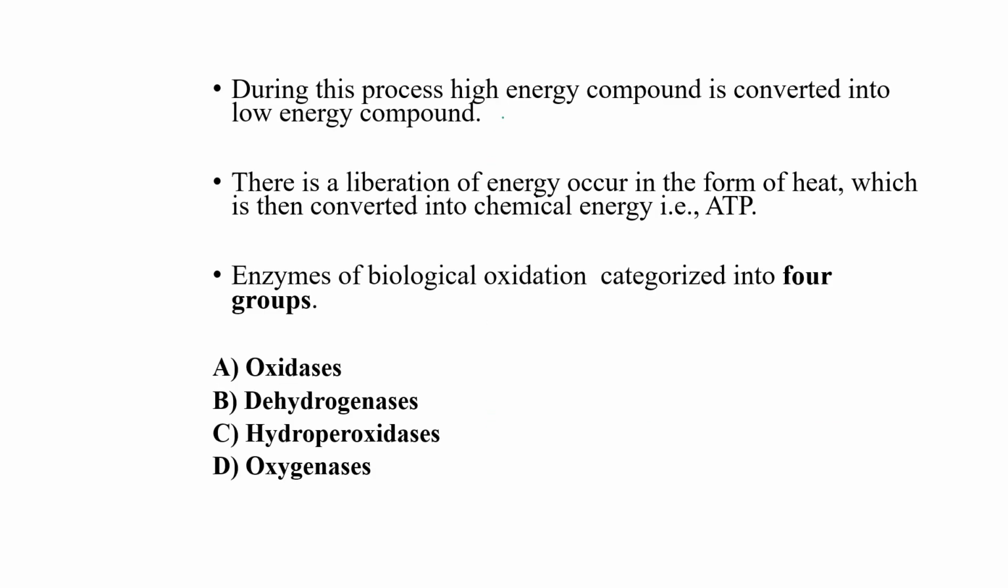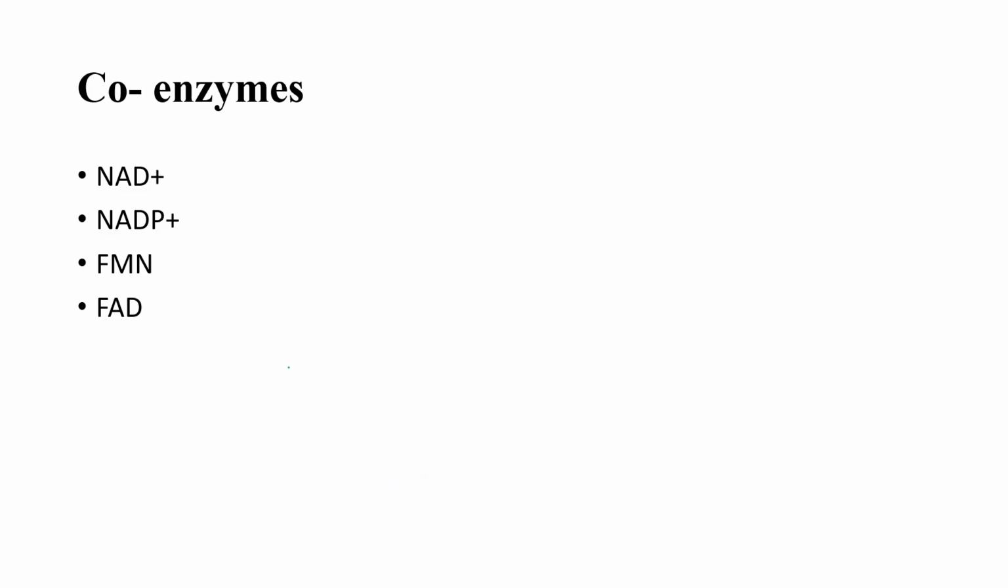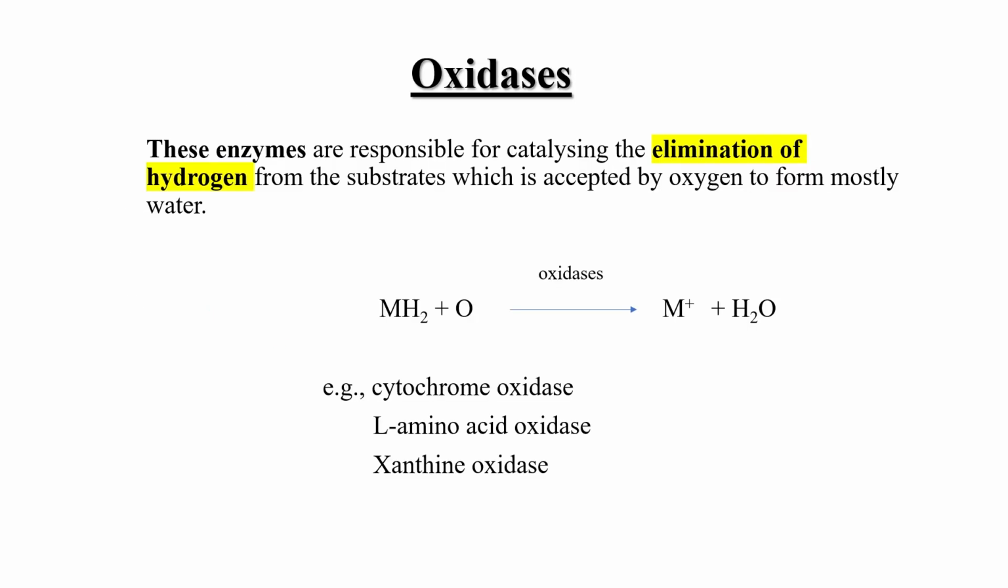During this process, a high energy compound is converted into a low energy compound. So there is a liberation of energy in the form of heat, which is then further converted into chemical energy, meaning ATP. There are certain groups of enzymes involved in this conversion, like oxidases, dehydrogenases, hydroperoxidases, and oxygenases. Some coenzymes are also involved in biological oxidation, like NAD, NADP, FMN, FAD. These are the coenzymes involved in this biological oxidation.